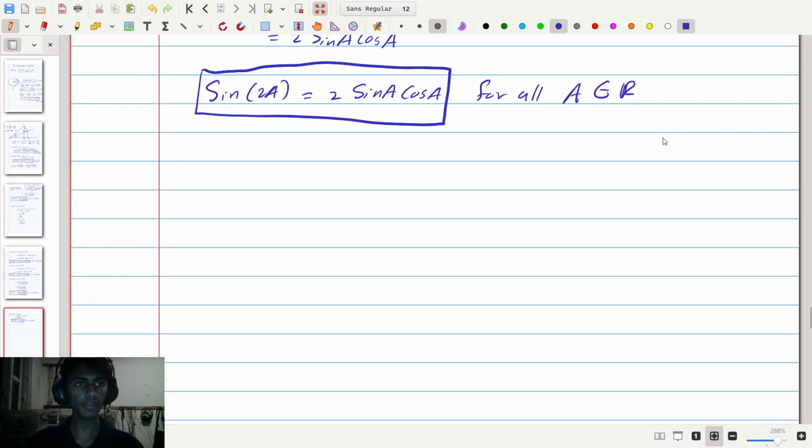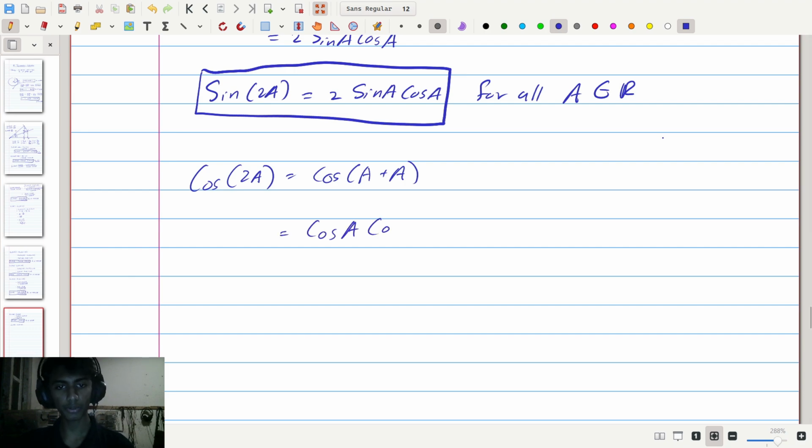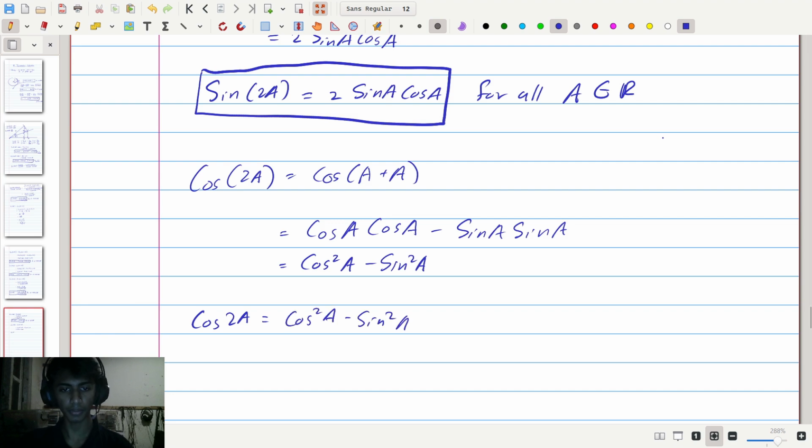If we do cosine of 2a, cosine of 2a would be equal to cosine of a plus a. So cosine of a plus b is cos A cos b minus sin A sin b. So when a and b are both the same, we have cosine of a times cosine of a minus sine of a times sine of a. So this is cosine squared a minus sine squared a. So then we have that cosine of 2a is equal to cosine squared a minus sine squared a.